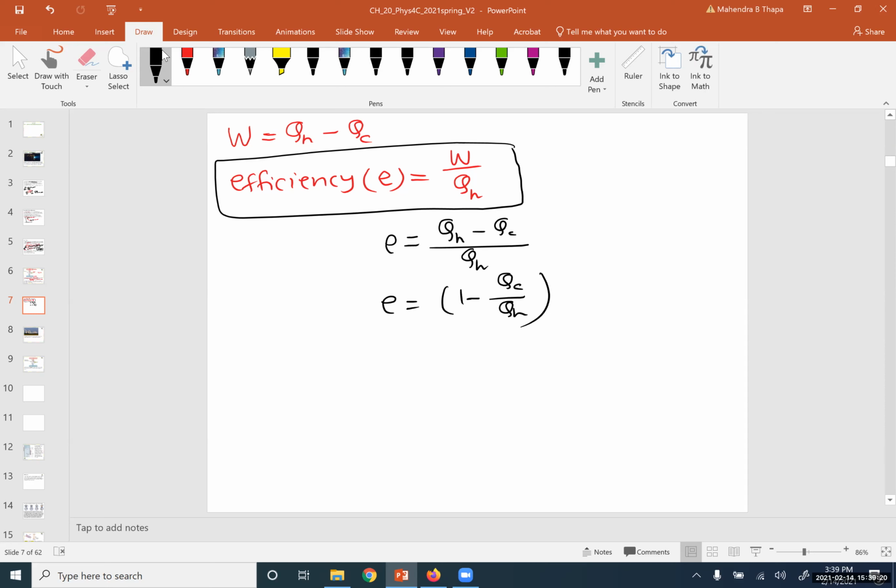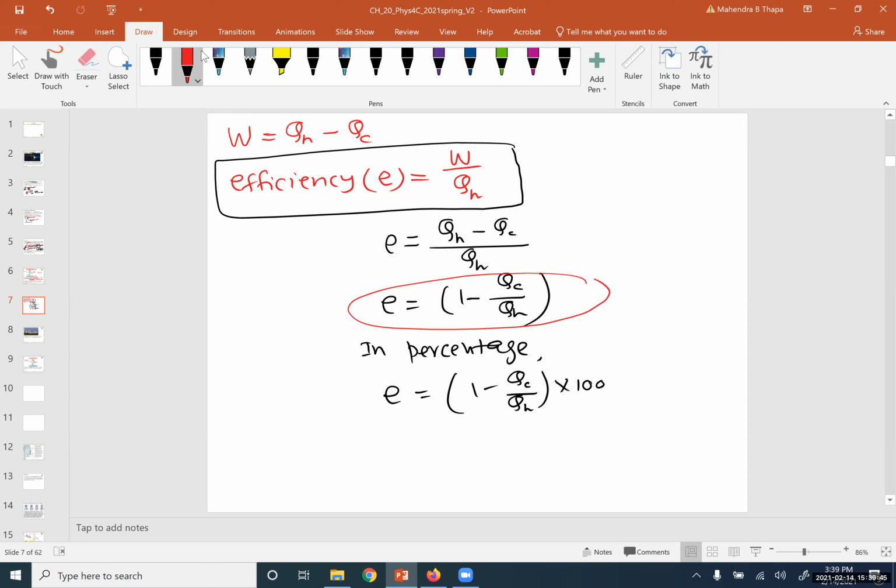And if you want to write it in percentage, it is written as E equals 1 minus QC over QH times 100. So we can use either this equation to find the efficiency, or we can use these equations in percentage. These are all equivalent forms, so this is the expression to find the efficiency of the heat engine.